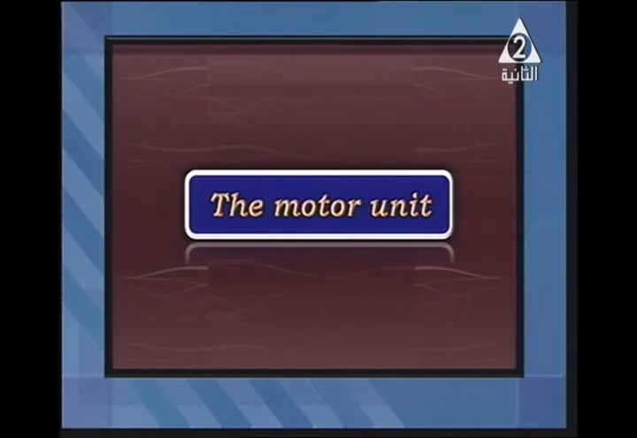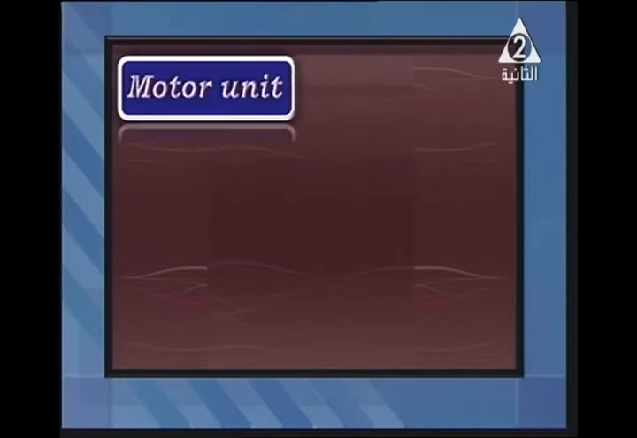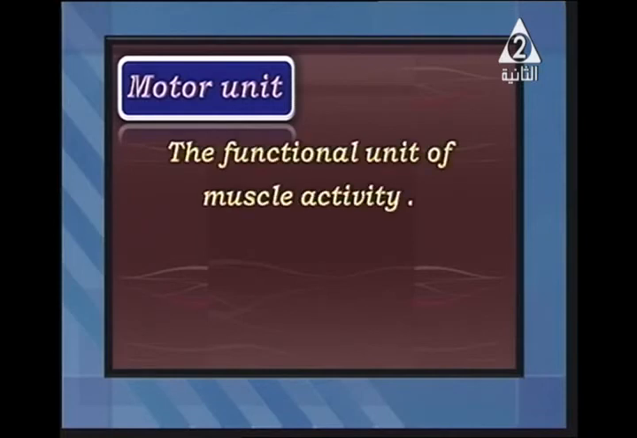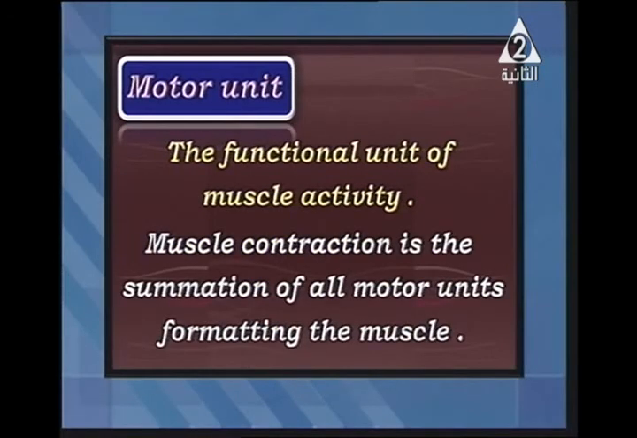The last piece of information in our lesson talks about the motor unit. What does motor unit mean? The motor unit is the functional unit of muscle activity. Simply, muscle contraction and relaxation is the summation of all motor units forming the muscle. Again, muscle contraction is the summation of the different motor units in your body forming the muscle.